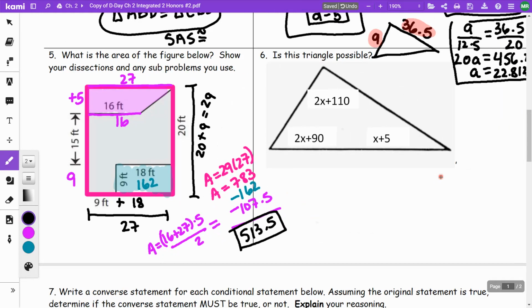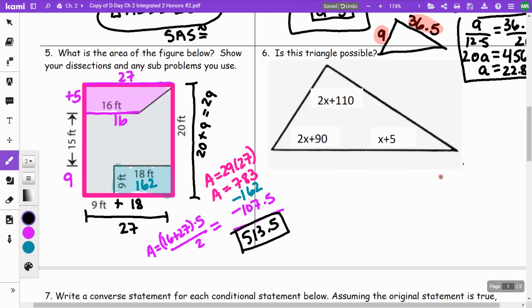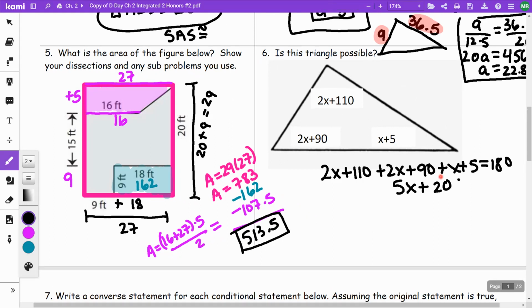On number 6, I want to decide if this triangle is possible. I know all the angles have to add to 180, so I'm going to take 2x plus 110 plus 2x plus 90 plus x plus 5, set it equal to 180. So that's going to be 5x plus 205 equals 180. I'm going to subtract 205.